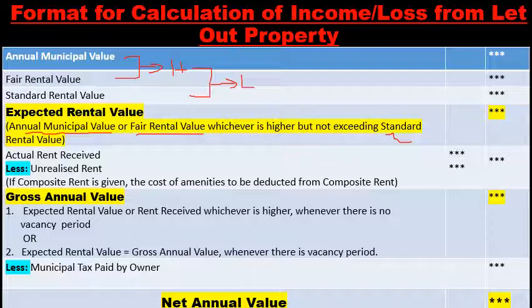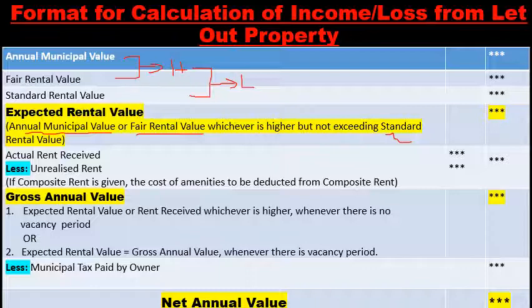So actual rent received, then less unrealized rent. Unrealized rent, in simple words, is the rent which could not be realized by the owner in the previous year. There are a lot of provisions related to unrealized rent. I will explain that concept in the coming video. So here unrealized rent means a rent which could not be realized in the previous year by the owner.